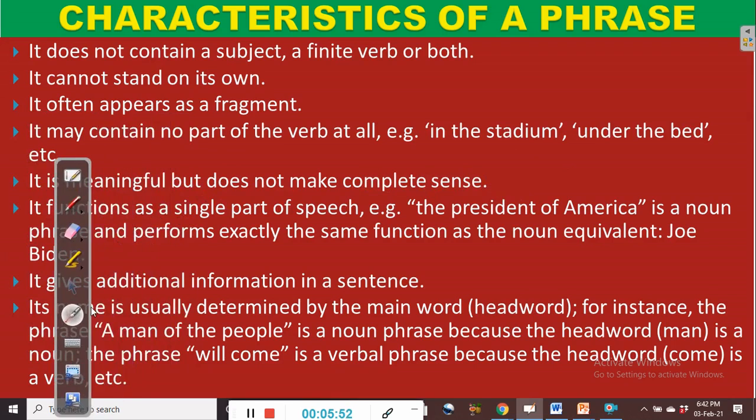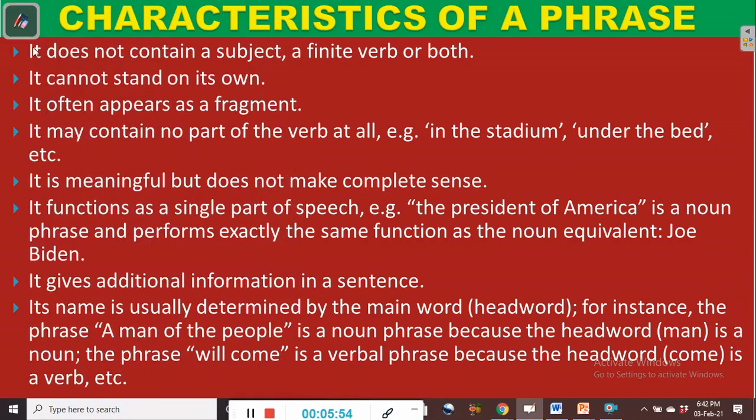Now it functions as a single part of speech. For example, the President of America is a noun phrase and it performs exactly the same function as the noun equivalent Joe Biden. If we are talking of Joe Biden, we can use the phrase the American president. And Joe Biden is a proper noun. And then the President of America is a noun phrase.